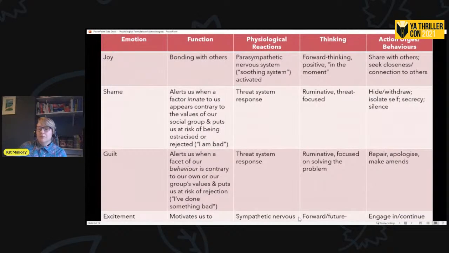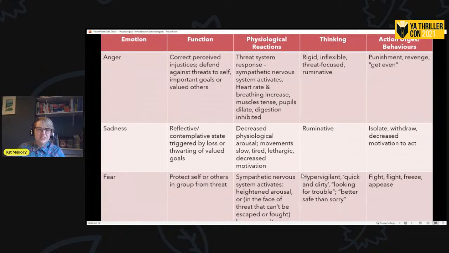Apologies. Fear. Really tied to anger. It's a threat system emotion again. So again, the sympathetic nervous system, very tied to the reptilian brain. It is triggered when we're in danger, or when something that's part of our pack is in danger. And again, our thinking changes. We're hypervigilant. We're looking for trouble. We have this better safe than sorry mentality. And there's all kinds of responses that can happen as a response to fear.